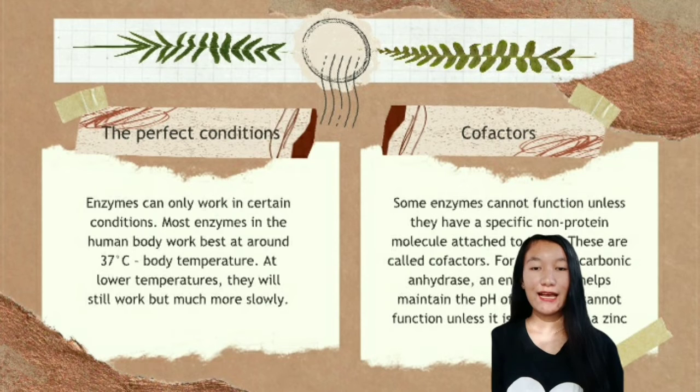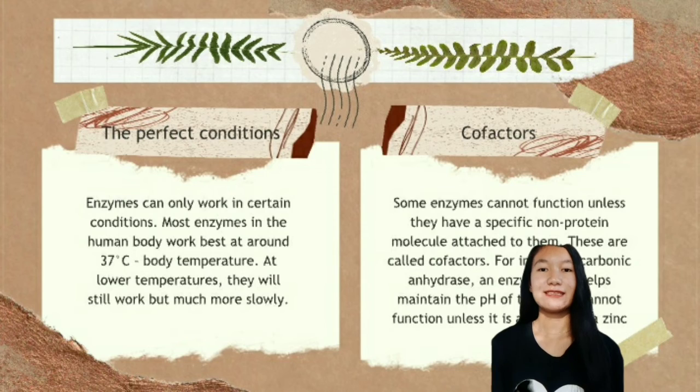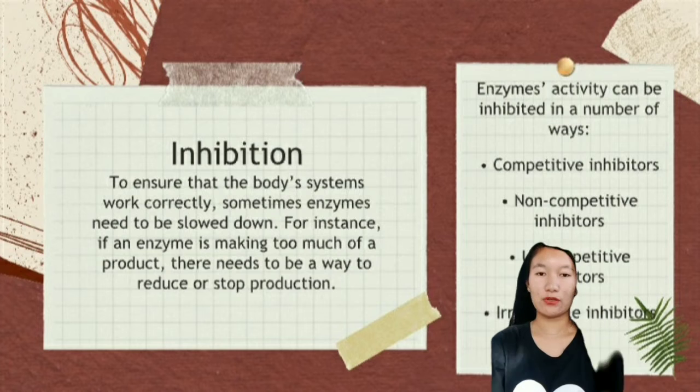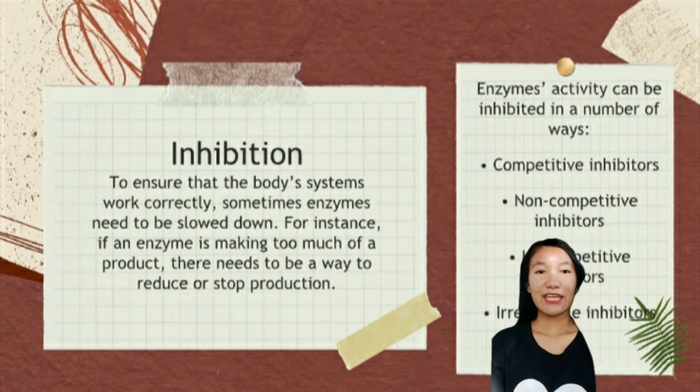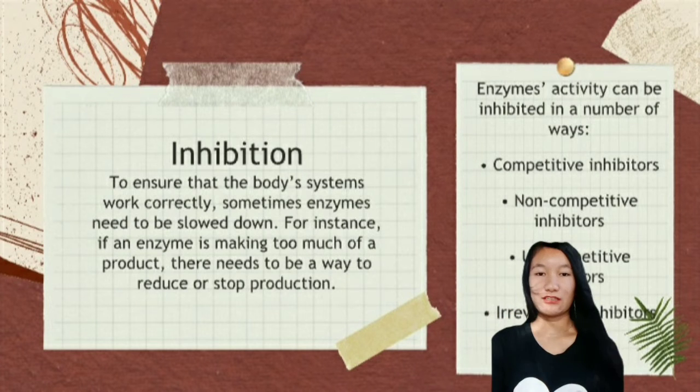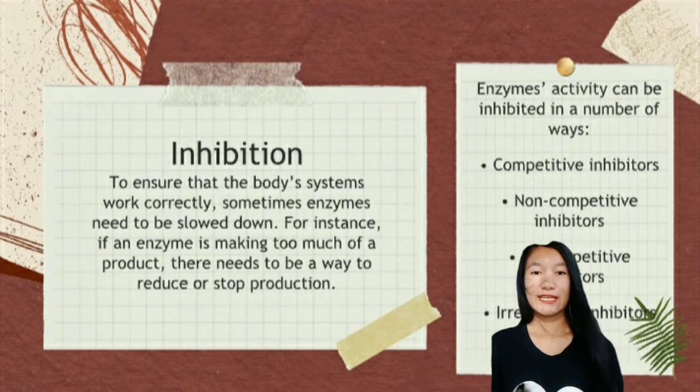For instance, carbonic anhydrase, an enzyme that helps maintain the pH of the body, cannot function unless it is attached to a zinc ion. And the last is inhibition. To ensure that the body system works correctly, sometimes an enzyme needs to be slowed down. For instance, if an enzyme is making too much of a product, there needs to be a way to reduce or stop production.